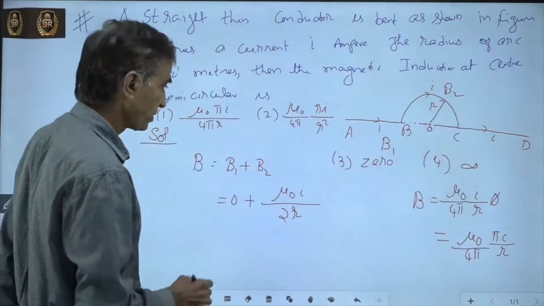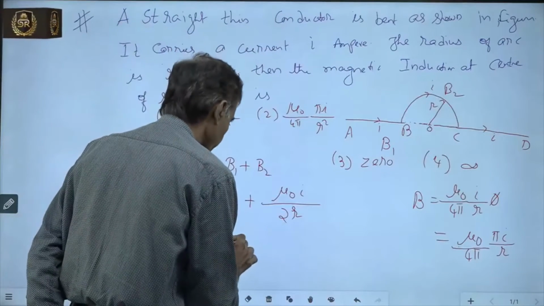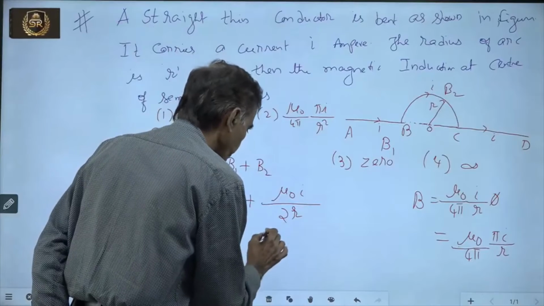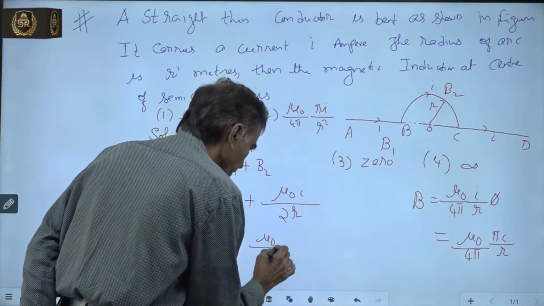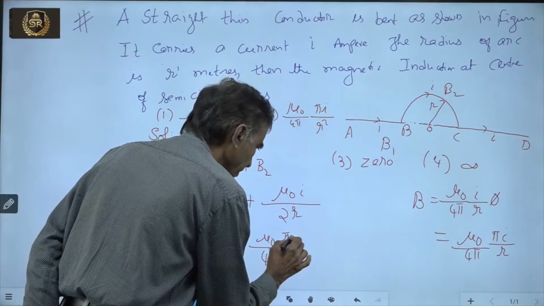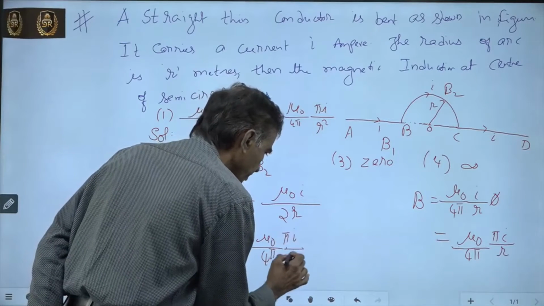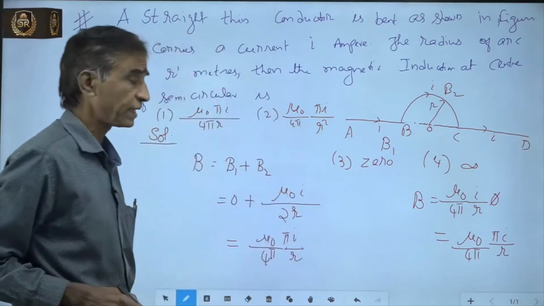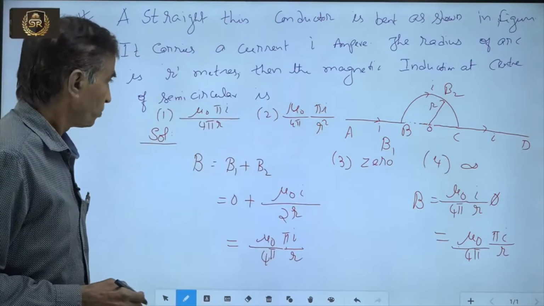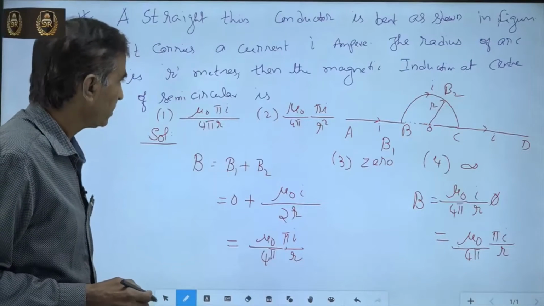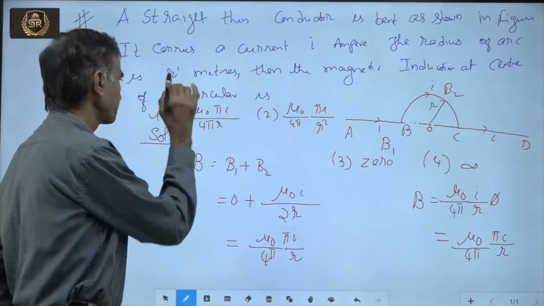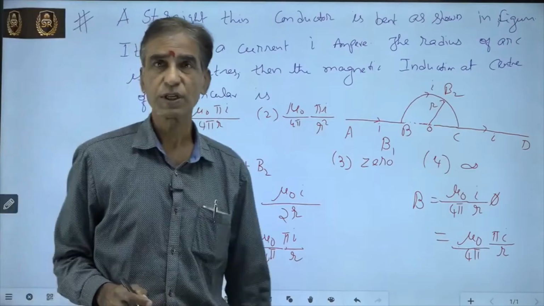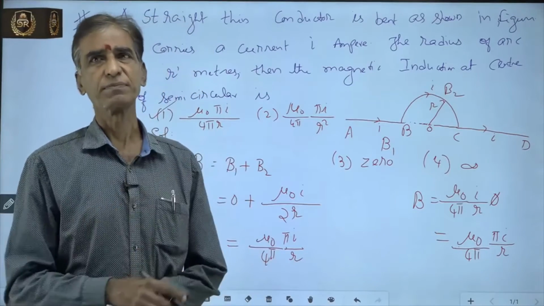So what is our final answer now? The final answer will be mu naught by 4 pi into pi into I divided by r. Check: mu naught pi I divided by 4 pi r. Therefore, our correct option is 1.